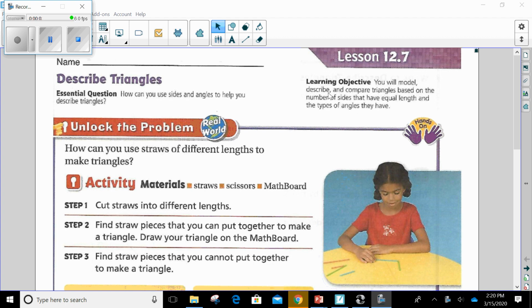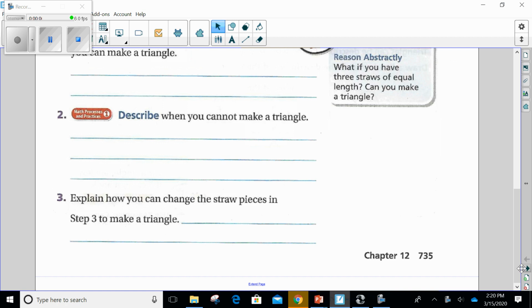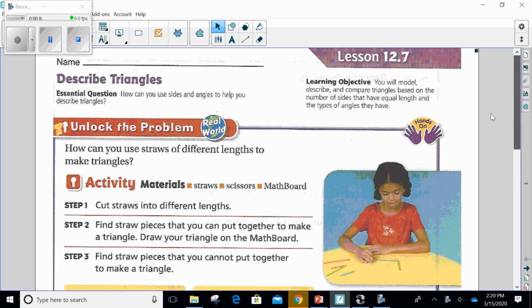All right, here we go. I want you to turn to page 735 in your book and follow along with me. This is new territory for all of us, but we can get through this.